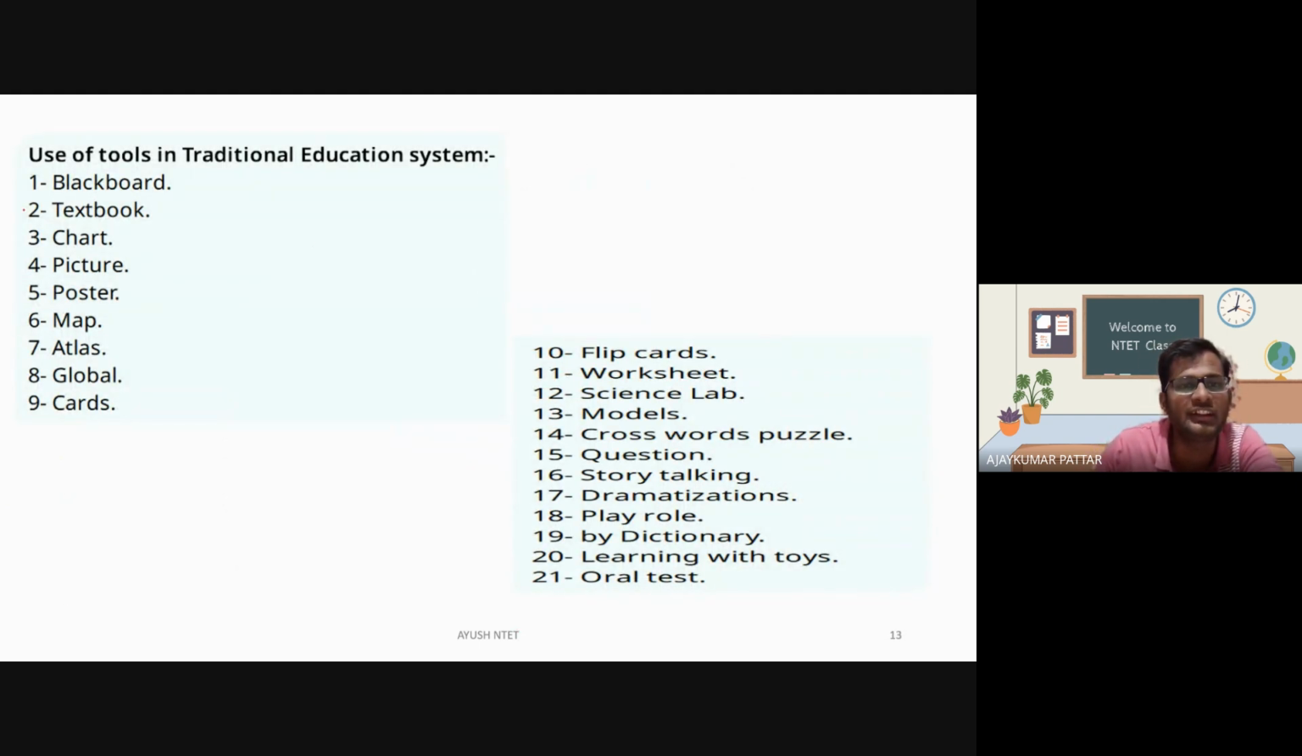Then use of tools in the traditional education system. What was used? Blackboard, textbooks, charts. Charts were used in earlier days, and are still used. So charts, posters, maps, atlas, globe, cards, flip cards, worksheet, science lab, models, class words, puzzle, question, story talking, dramatization, role play, dictionary, learning with toys, oral test. These things are usually used in the traditional education system. They are still being used, but what changes in the modern education system? You will see in the next slide.